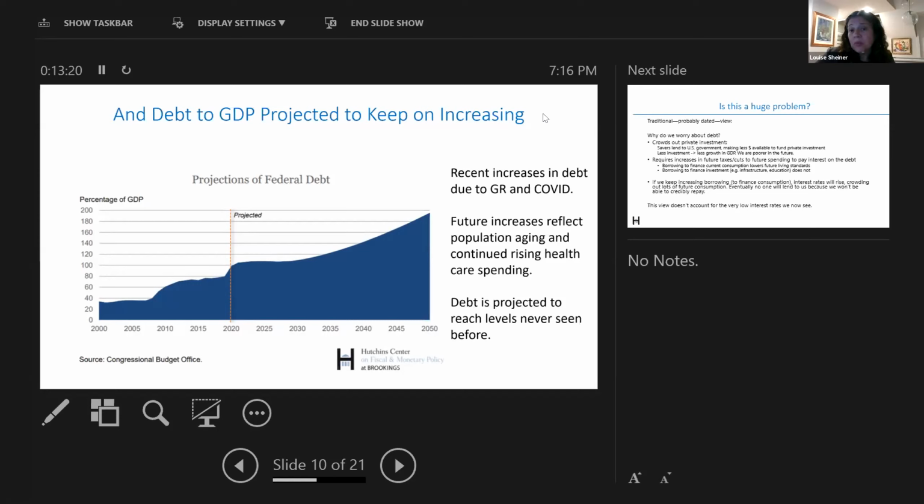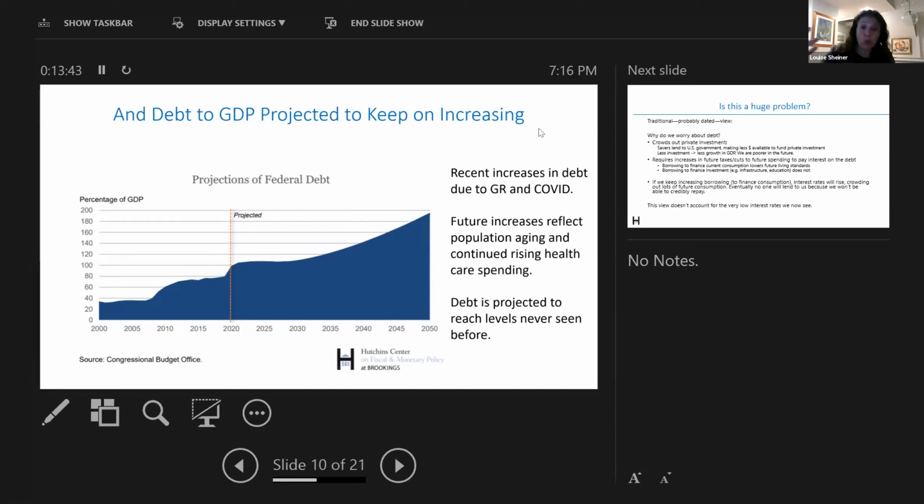Going forward, we have dynamics coming from the aging of the population and continued rising healthcare spending, right? Population aging puts pressure on federal budgets because of increases in spending on Social Security and Medicare. And health spending has typically risen faster as a share of GDP, which is a double whammy. As health spending goes up, and as we have more old people who get Medicare, and Medicare gets increasingly more expensive, the debt is expected to continue to rise, right?